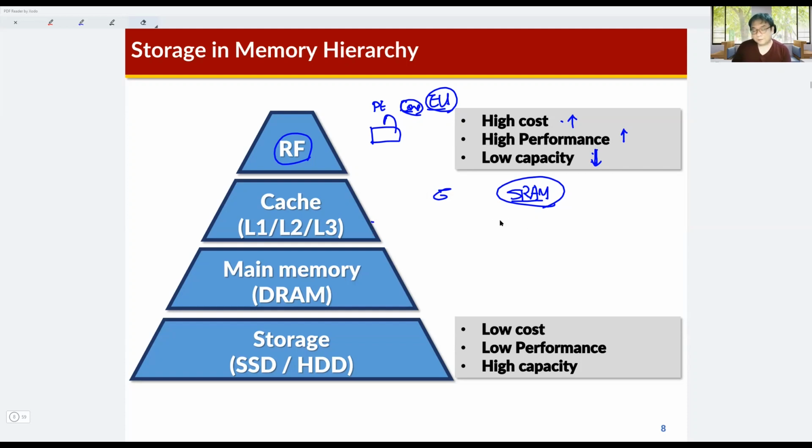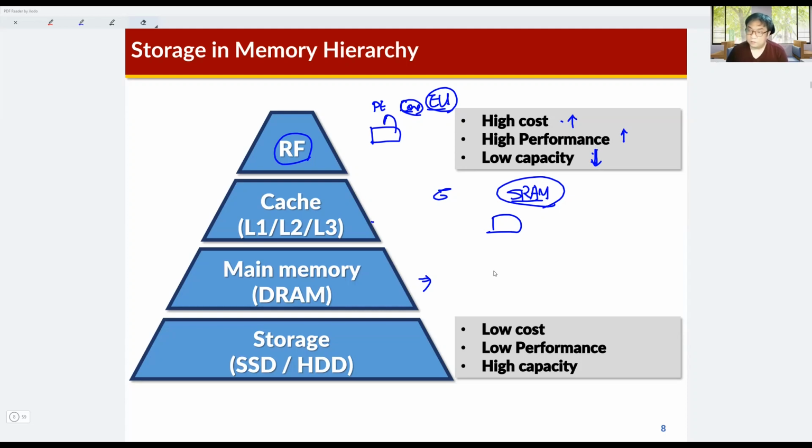And also the size of the cache memory is small, so smaller compared to the main memory and storage. And the main memory, the performance of the main memory. For the main memory, we use the DRAM, the dynamic RAM.